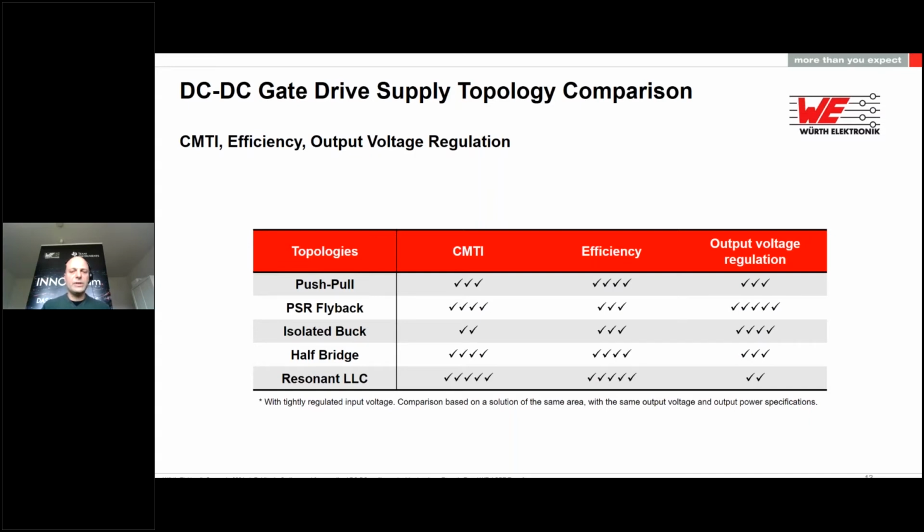Regarding the output voltage regulation, the flyback converter should perform the best as it operates in closed loop, whereas push-pull, half-bridge, and resonant LLC operate in open loop. Please note that this is just a general comparison, and the final performance of each topology depends on how the design is done and optimized.